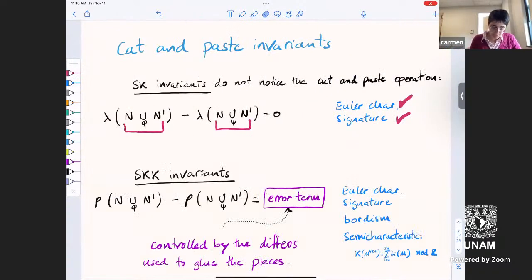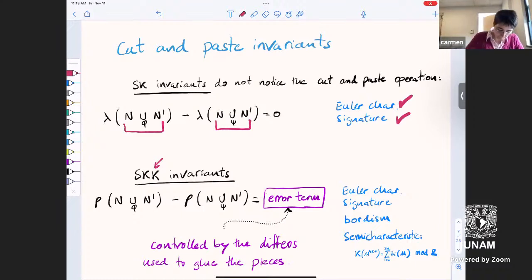I call the SKK invariants. All of these names, even SK, come from German: schneiden is cut, kleben is paste, so cut and paste. The extra K in the SKK is for kontrolliert or kontrollierbar, which means that you have some control of the invariants. How do they differ from the original SK invariants? So what are SKK invariants?